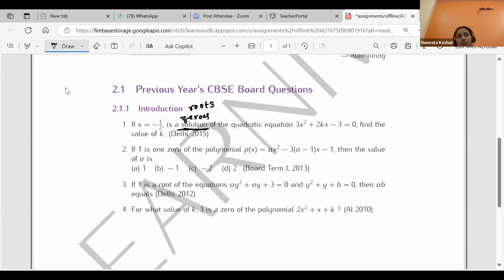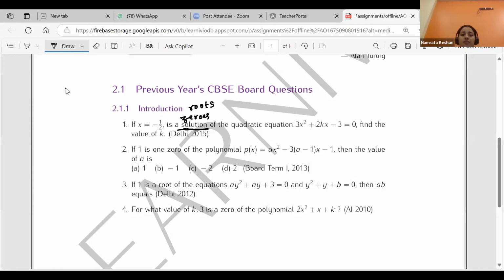Solution means we are focusing on the x value. Zeros means again we are trying to find the x value. And roots means we are talking about the same x value. So whenever it is written roots of the equation, please don't get confused. It is talking about the solution only. Is it making sense? Yes, ma'am.